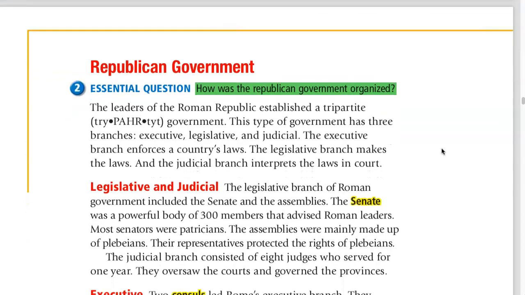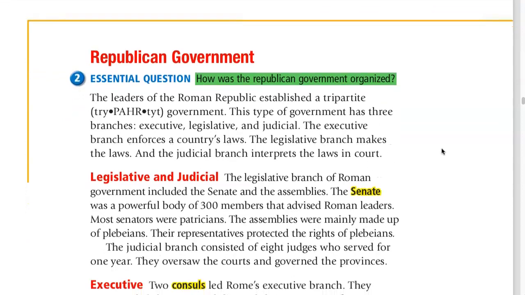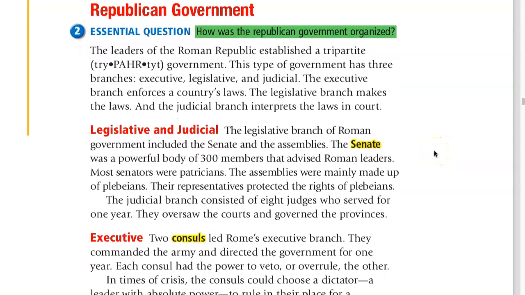Our next essential question is about Republican government. It asks, how was the Republican government organized? The leaders of the Roman Republic established a tripartite government. This type of government has three branches. Tripartite, three-part, three branches. Do these sound familiar?